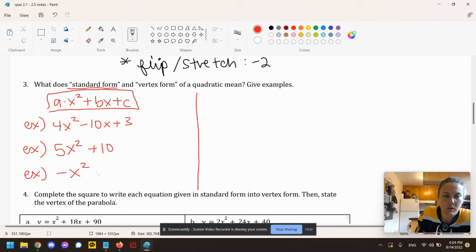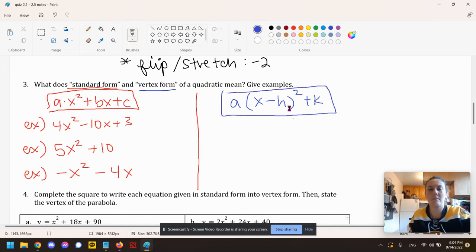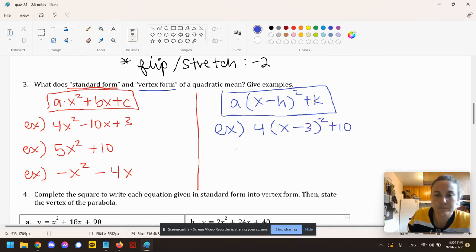Or negative x squared minus 4x. These are all standard forms. It's the x squareds, x's, and numbers either added or subtracted together. Where vertex form, the vertex form in blue, this is the a(x minus h) squared plus k business. This is the graphing form. We call it vertex form because it's easy to find the vertex. An example of vertex form is 4(x minus 3) squared plus 10.